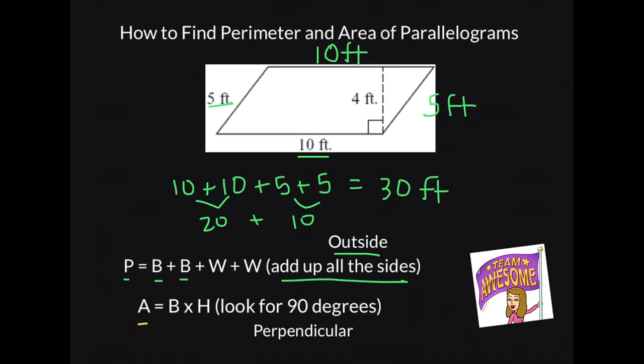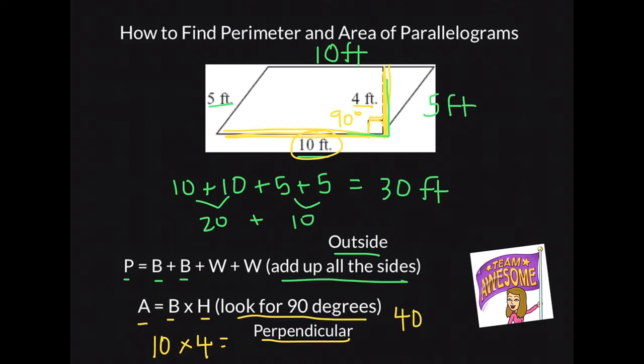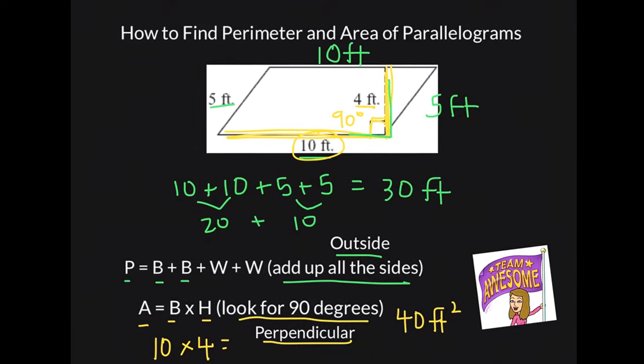I'll need to take the base, which I know is 10 feet, times the height. I'm going to have to look for that 90-degree angle, so looking for the perpendicular angle. If this is my base, I notice the box here is showing me 90 degrees with this height of 4 feet. Notice here, this is a perfect 90-degree angle. So that means my height is 4 feet. So 10 times 4 will give me an area of 40 feet squared. Nailed it.